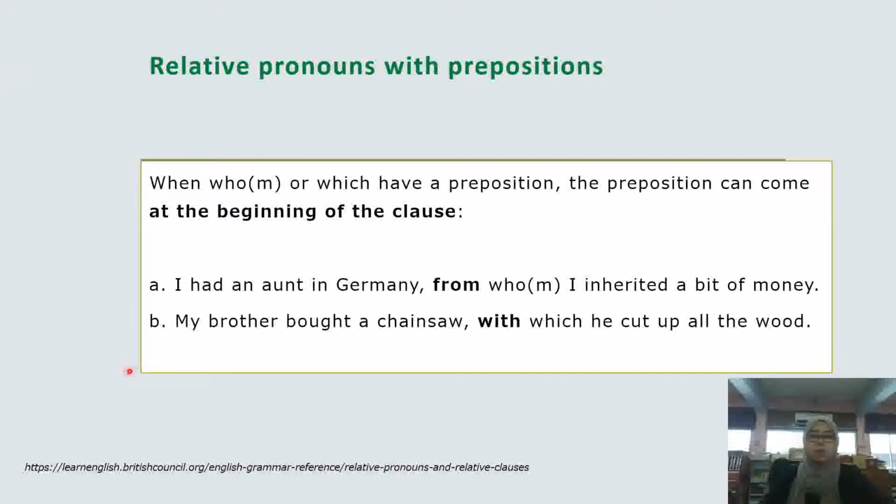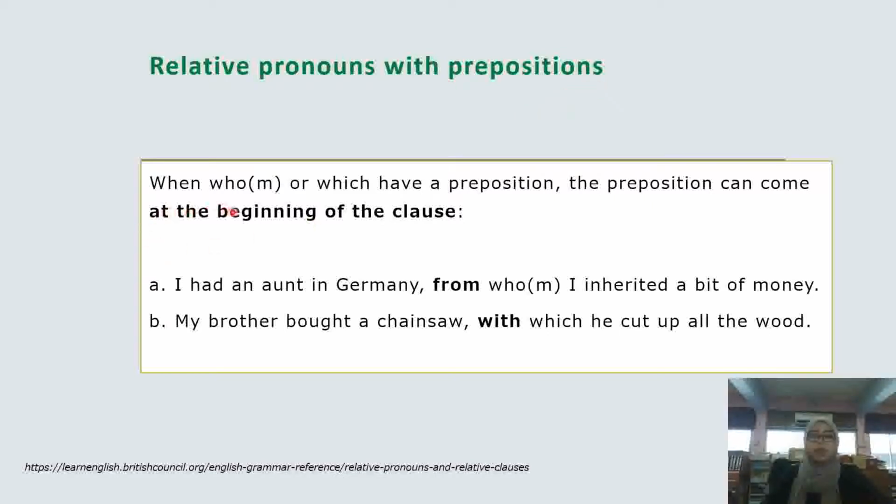Okay, now this one. This is on relative pronouns with prepositions. As we move further, you have to know more about the use of prepositions in the relative clause. So this one we want to learn about relative pronouns with prepositions. I'm sure you know what prepositions are, right? Words like from, with, above, and so on.